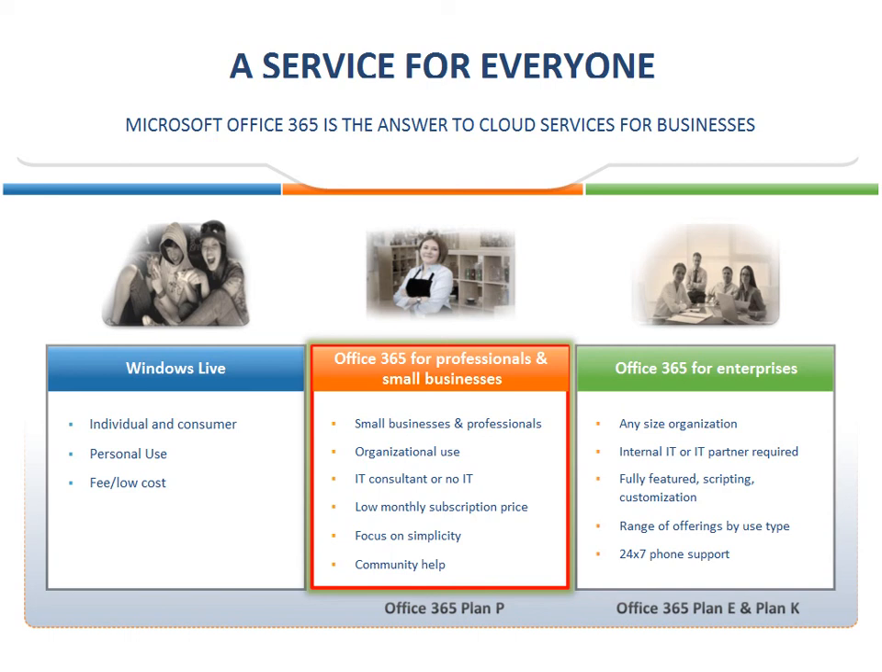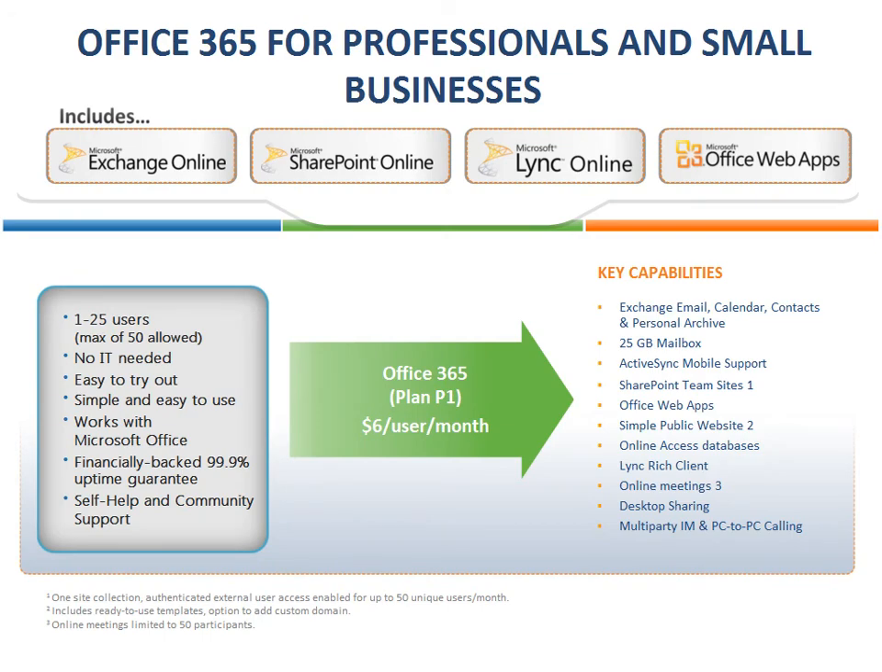The small business plan, the Plan P, is really designed for companies around 25 people. It will go up to 50, but there is a hard limit at 50 people, and you can't go over that. And then you have Office 365 for enterprises. And there's lots and lots of different enterprise plans that you can configure.